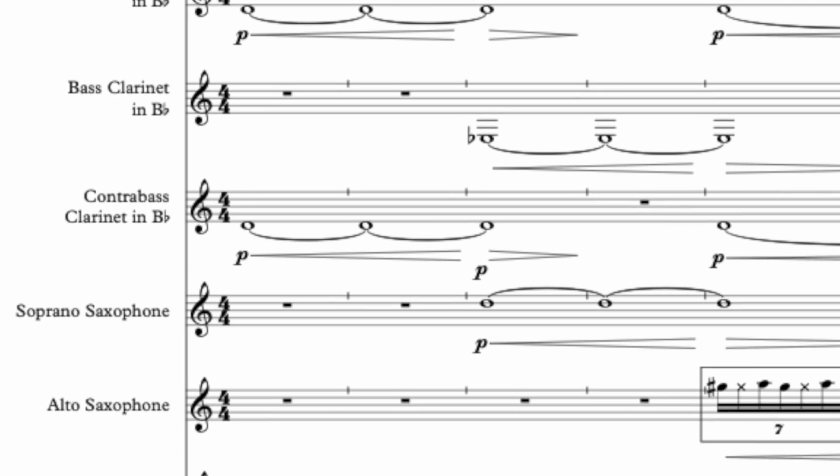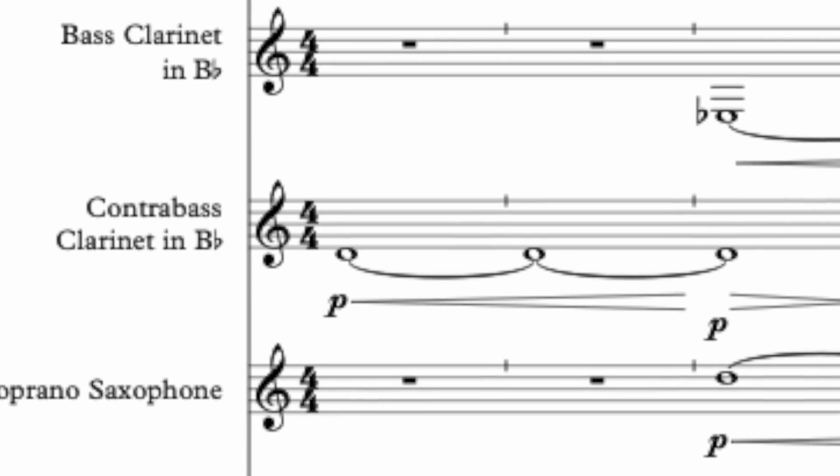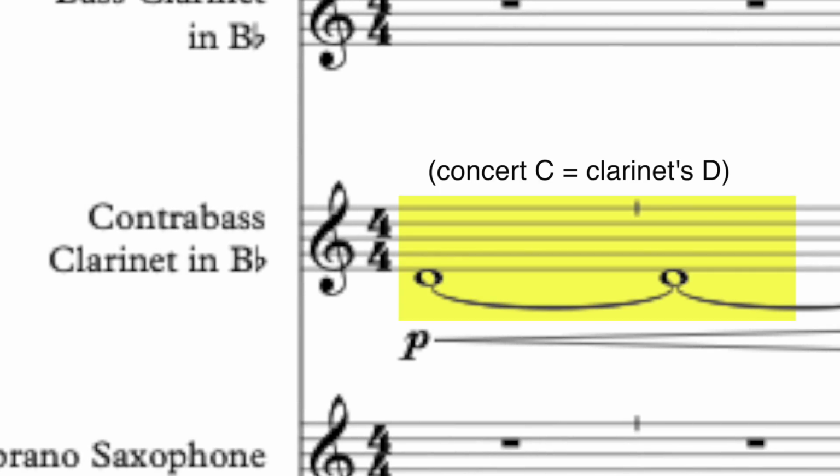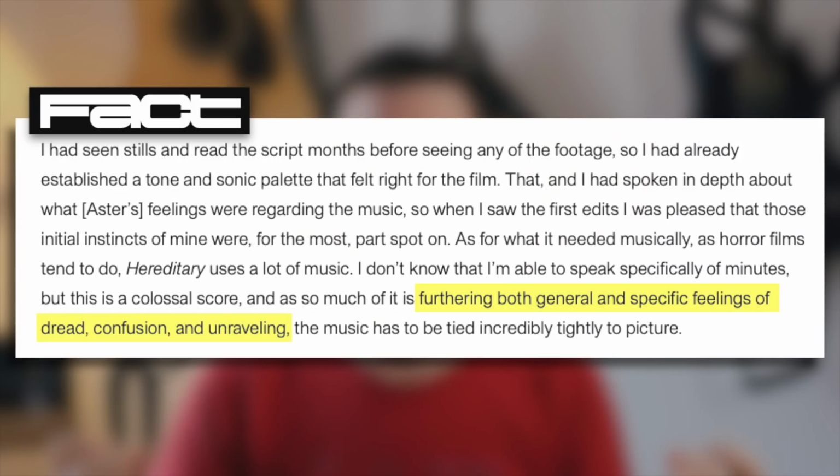After a short introductory cluster that's crammed with dissonances, we hear a low C intoned by Colin Stetson's contrabass clarinet. I mean, I assume it's a contra. The thing is that whoever mixed the audio did such a tremendously creative job with EQing and adding distortion and compression and different colors that it's often difficult to parse what you're hearing, which adds to Stetson's goal of furthering both general and specific feelings of dread, confusion, and unraveling.